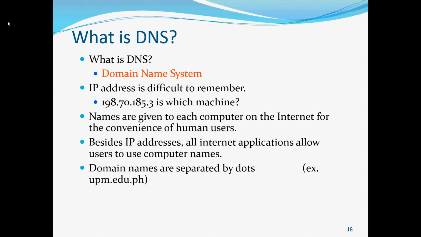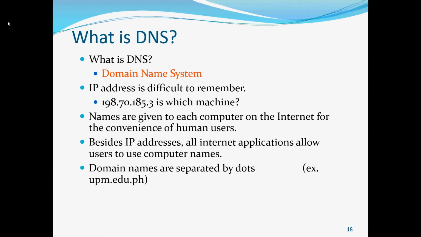Now, what is DNS? DNS is the domain name system. Because IP addresses are difficult, well, it's difficult to remember actually. I'm sure that none of you know the IP address for Google. They might actually have several IP addresses just to make sure that there's no congestion. Yahoo has their own IP address. All the websites you go to have their own IP addresses.